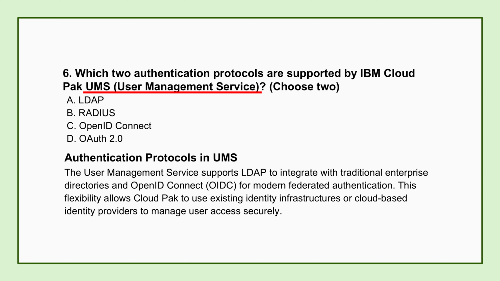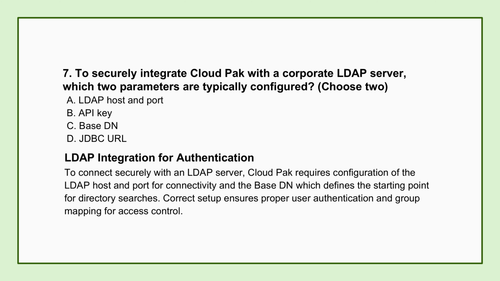Good question. So the UMS is built for enterprise integration. It supports both LDAP for connecting to your traditional enterprise directories, think Microsoft Active Directory, the standard. And also OpenID Connect, or OIDC, for more modern federated authentication methods. This flexibility is really key for fitting into different corporate environments. Now, when you're hooking Cloud Pak up to your corporate LDAP server for secure user access, the two critical parameters you must configure correctly are, first, the LDAP host and port.